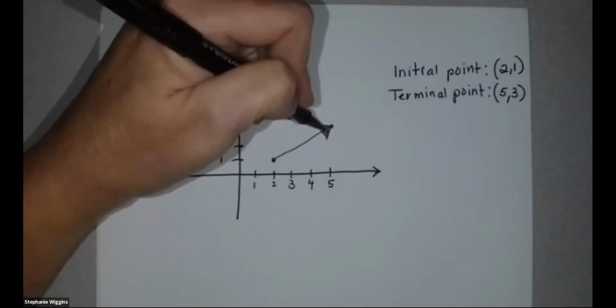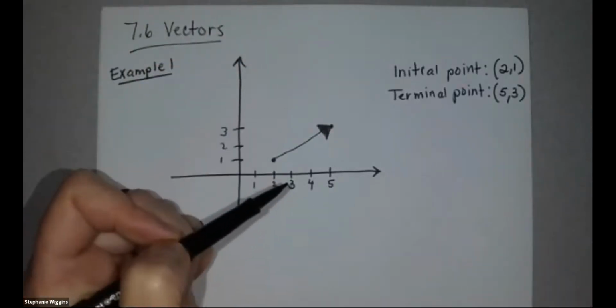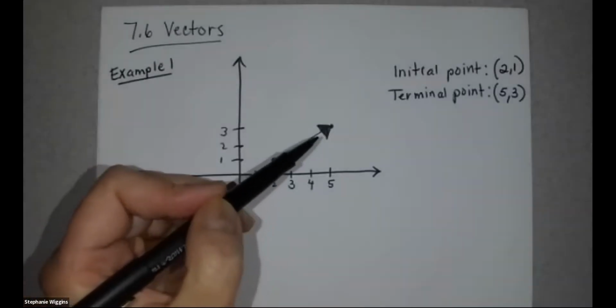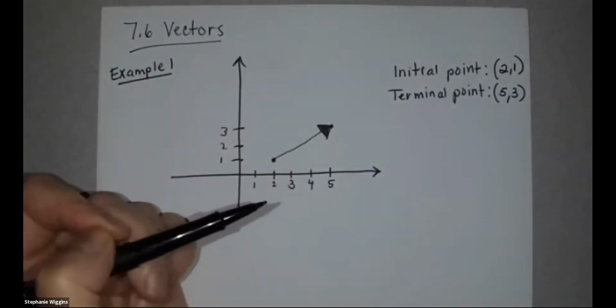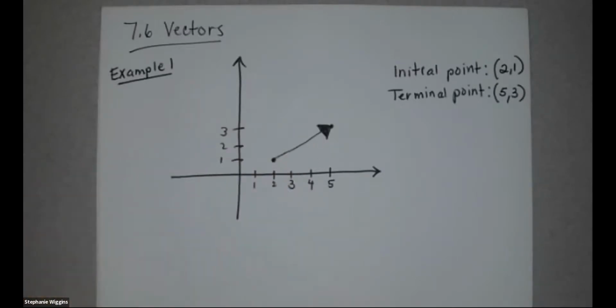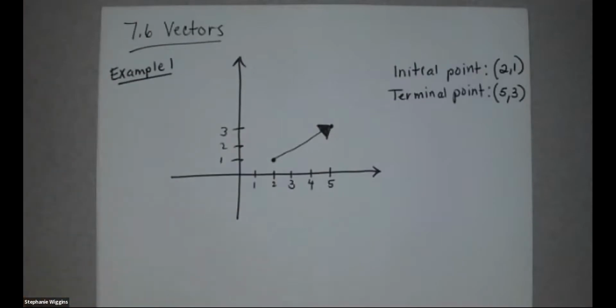And since I'm calling (2, 1) the initial point and the terminal point (5, 3), we draw an arrow going from here, the starting point, in this direction to this point. And so when you draw an arrow, you're indicating a direction. So vectors have two properties that are important to identify a vector, and that is the direction and the length, or the norm, of the vector.